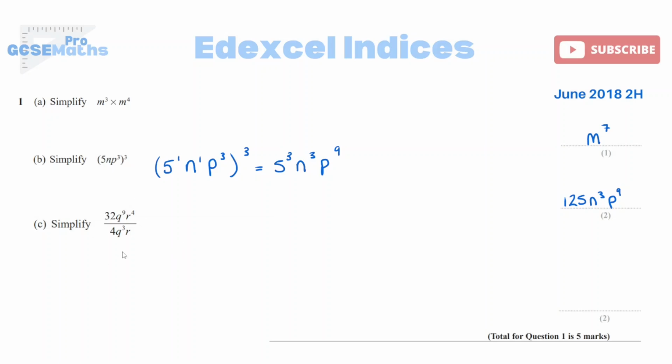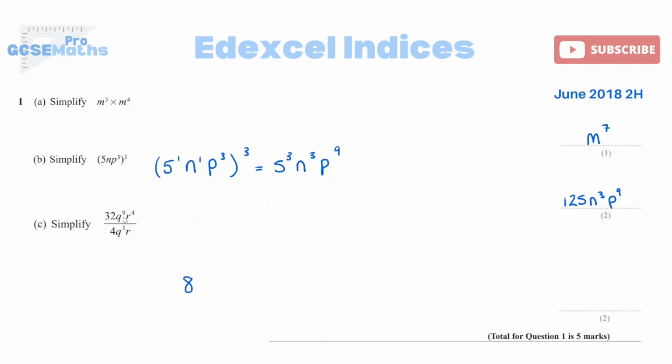Now, part C, we've got this fraction that we need to simplify. So, first of all, we've actually got 2 coefficients. 32 and 4, don't get this mixed up, are just numbers. They're not powers, there's nothing to do with powers there. Those two are just literally numbers in a fraction, and a fraction means divide. So for the first bit, we just need to divide 32 by 4, which is obviously then 8.